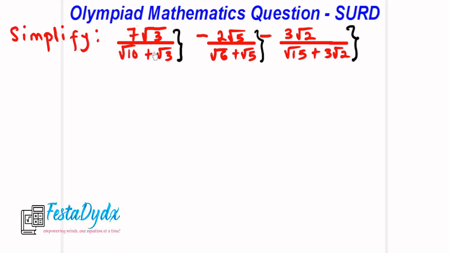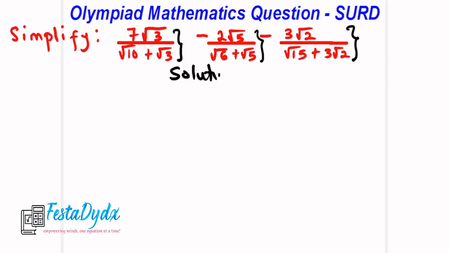After rationalizing the denominators, whatever values we get, we'll bring them together and join them with a minus sign. That's the minus sign the question came with. So whatever answer I get here, I write it, minus the answer I get here, minus the answer I get here. So now let's start.